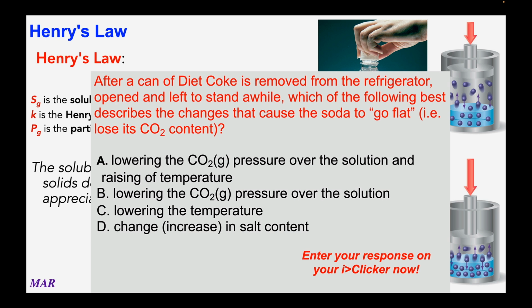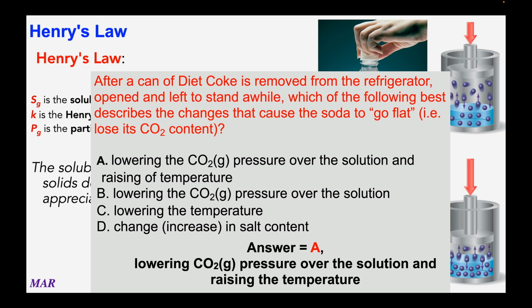Well, first of all, on D, we're not adding any salt, so that doesn't make any sense whatsoever. However, if you think about it, if you open the can, you're lowering the CO2 pressure over the solution, and that's going to make the CO2 rush out. In this example, you're also allowing the Diet Coke to stand at room temperature for a while, and that's going to raise the temperature. And both of those things will definitely affect how much CO2 is present. So if you raise the temperature and open the can, it's going to go flat a lot faster. If you open the can at a lower temperature, it wouldn't go flat quite as quickly. You can kind of see how this works.